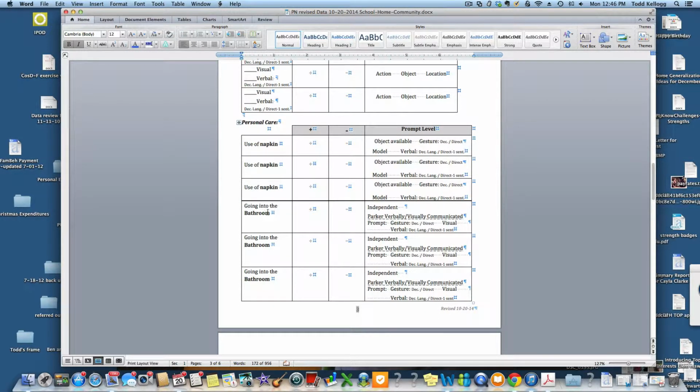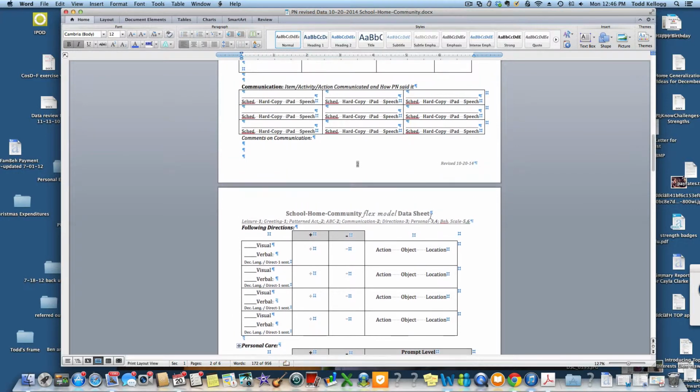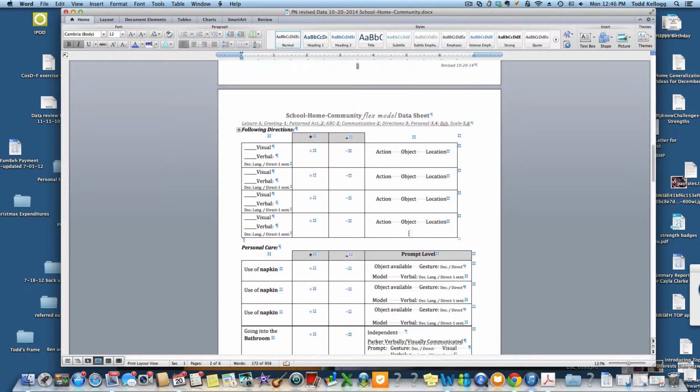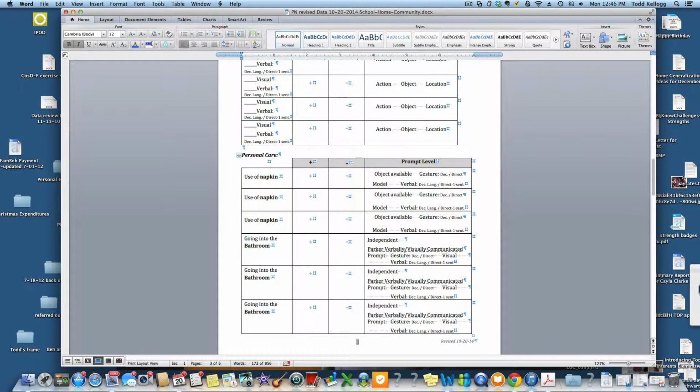Going to the bathroom, same thing. He independently just goes. And then Parker verbally or visually communicated such. So that could show up both here, under bathroom. It could also show up here, that he verbally or visually communicated to us. Or we prompted him with a gesture. Again, declarative would be more of an indirect gesture: us looking at the bathroom, us kind of walking by the bathroom. Direct gesture would be pointing to the bathroom.